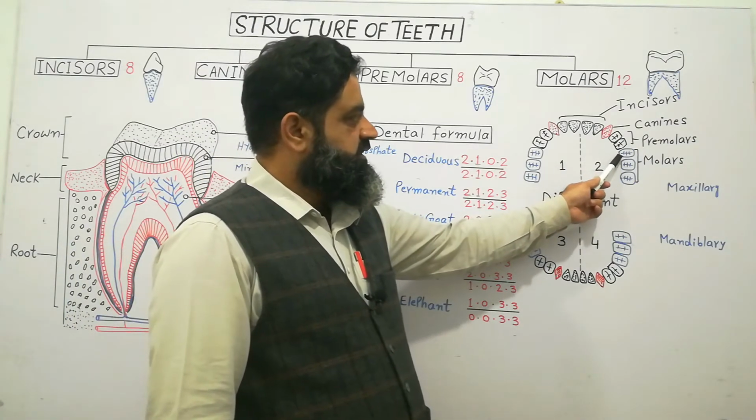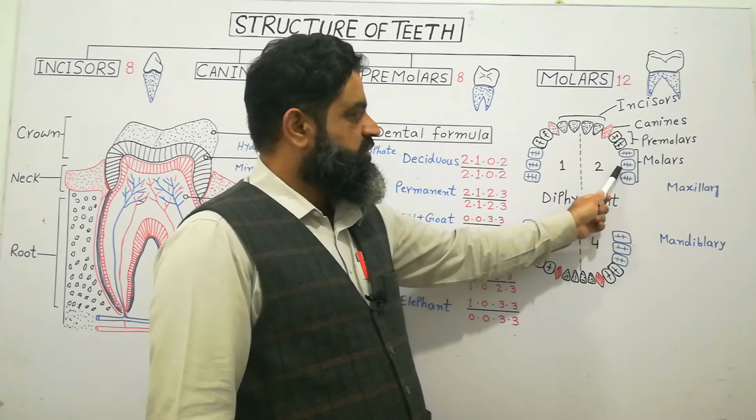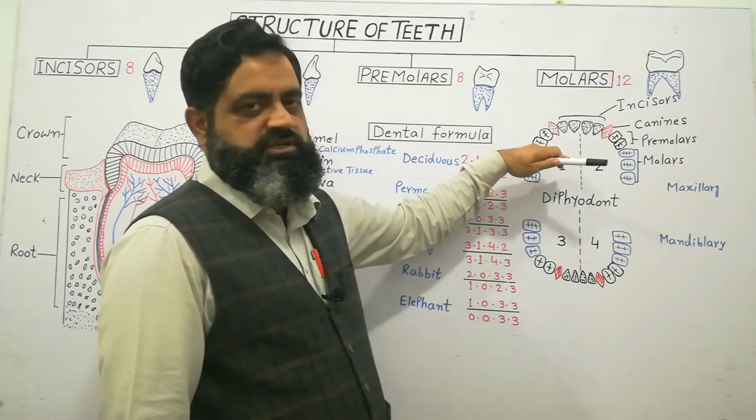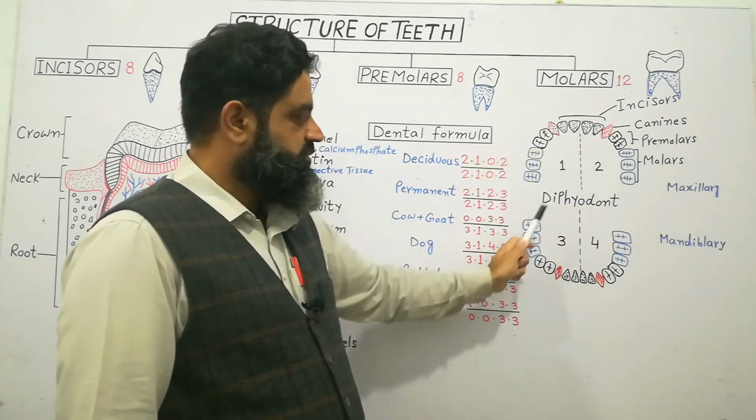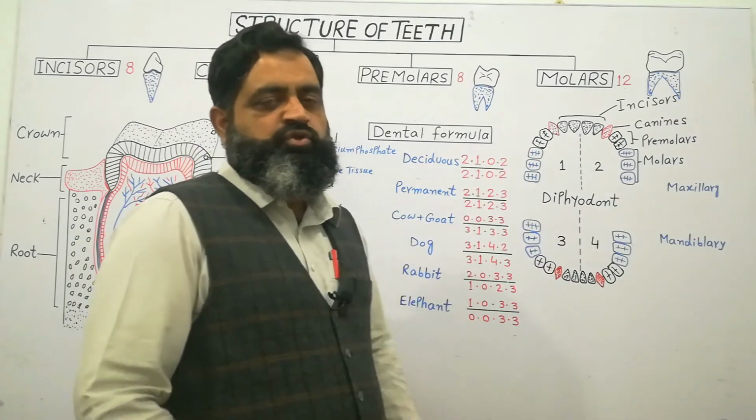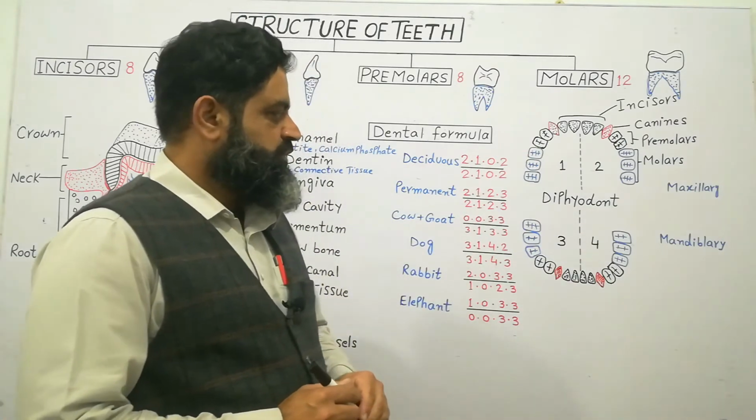next 3 teeth, 1, 2, 3, these are molars, 3 on this side, 3 on this side, total 6 teeth present on the upper jaw and 6 teeth present on the lower jaw. So the total number is 12, which is present in the human body.